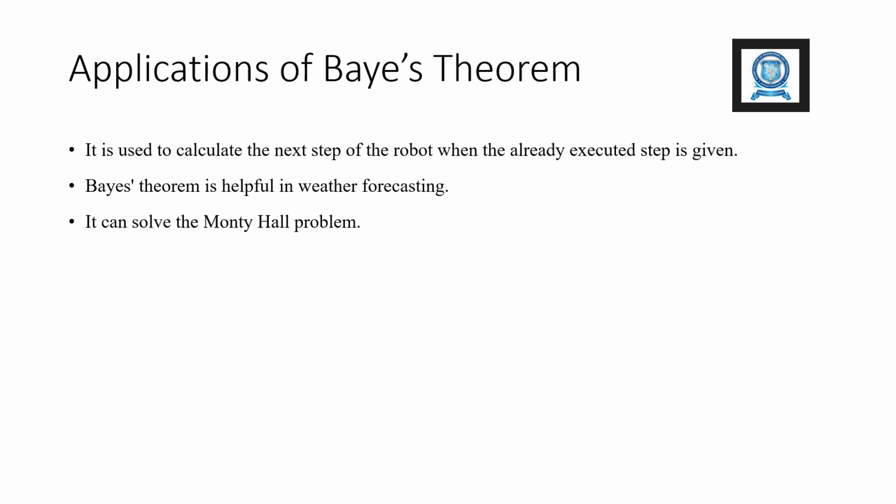Applications of Bayes' theorem. It is used to calculate the next step of the robot when the already executed step is given. Bayes' theorem is helpful in weather forecasting. Last one, it can solve the Monty Hall problem.